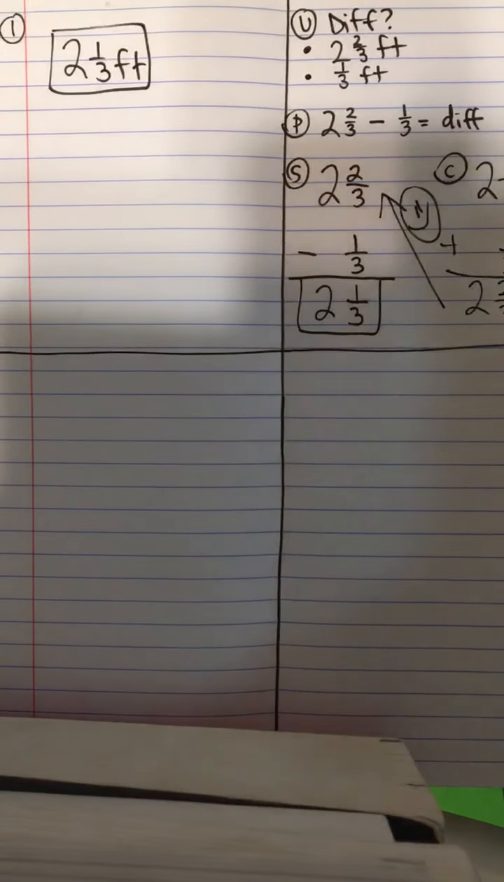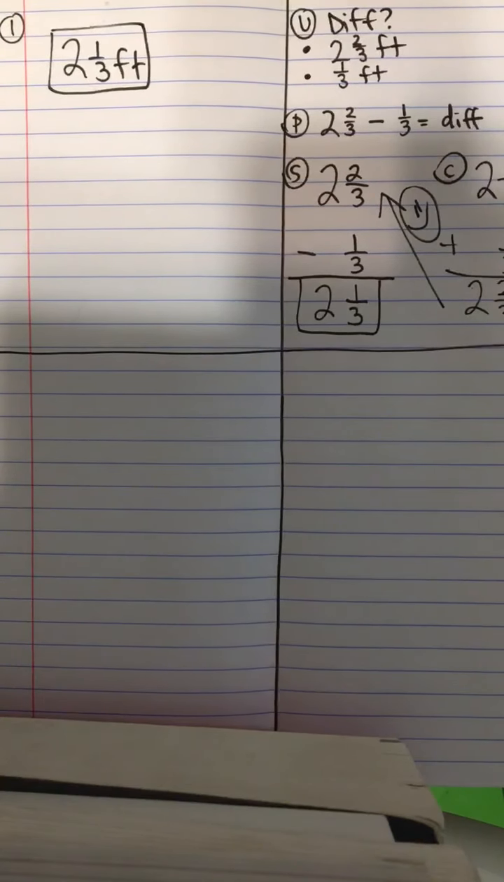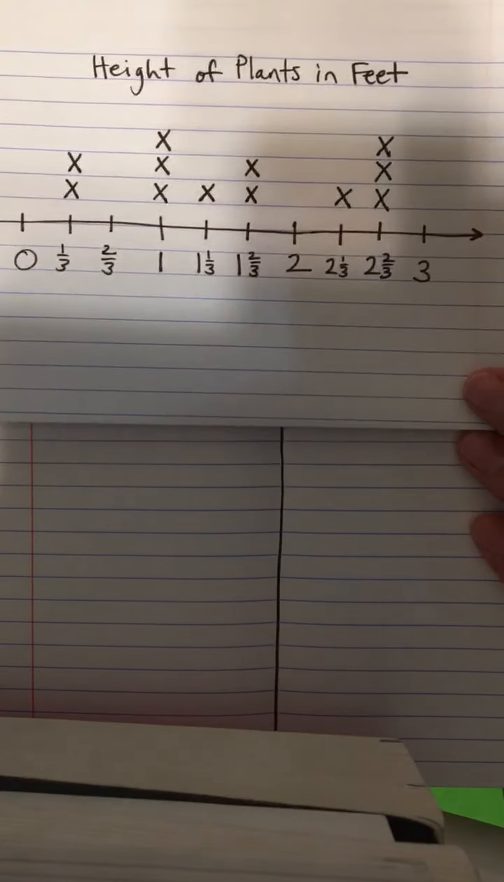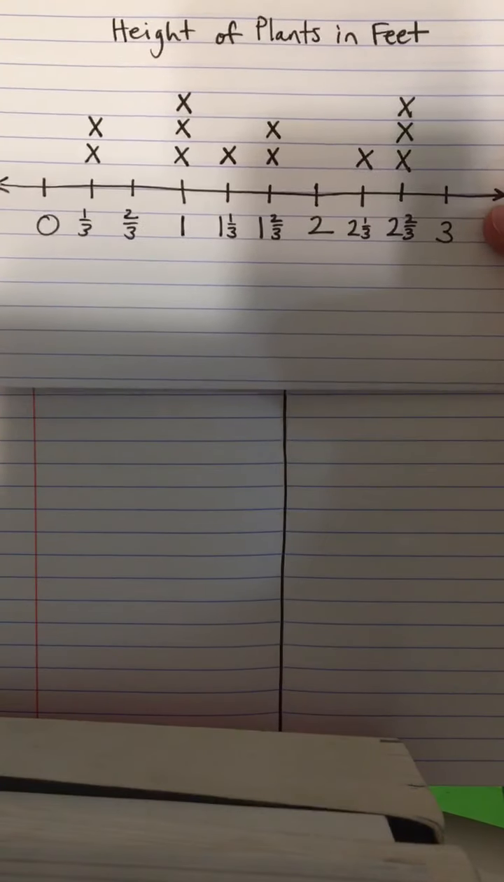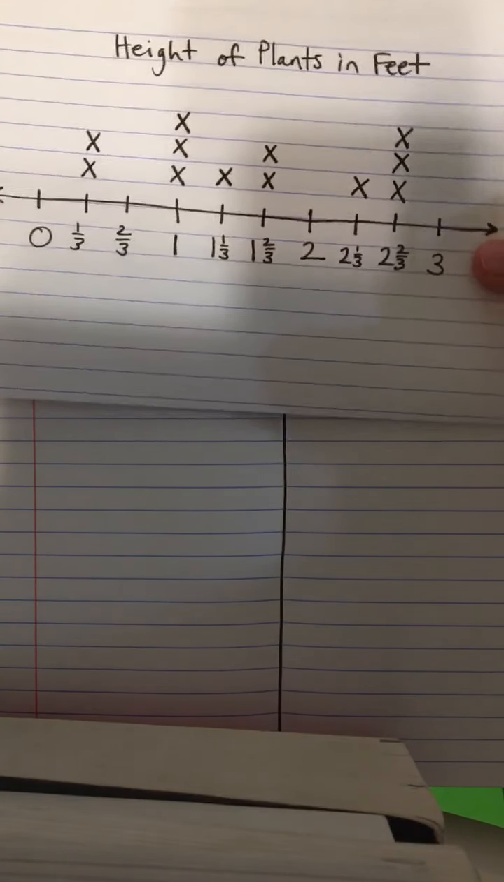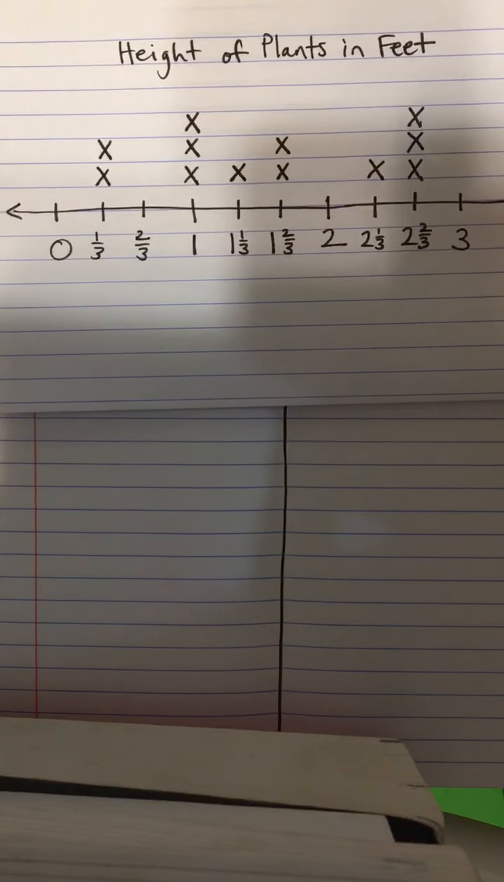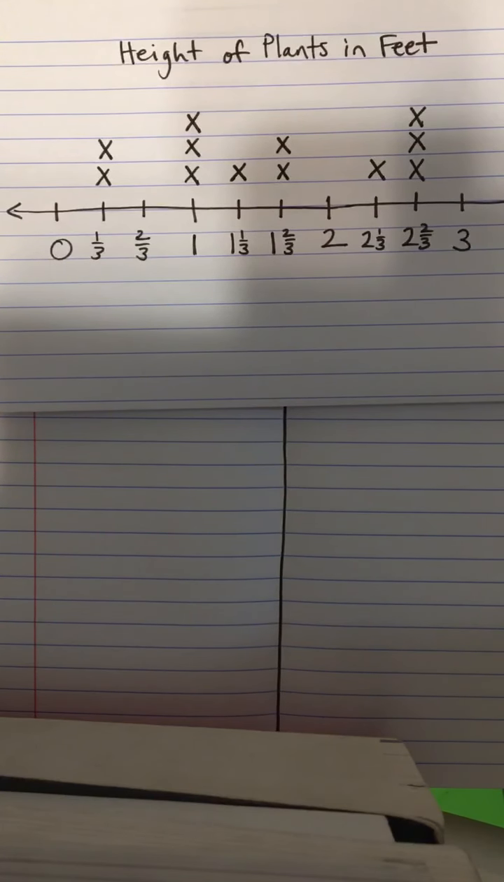All right, we are going to do one more problem with this line plot. And now my next question for this line plot is, what is the total height of all of the plants? Again, the question was, what is the total height of all of the plants? I would love for you to pause your video and try and solve that on your own, and then come back to check. Again, what is the total height of all of the plants? Please pause.